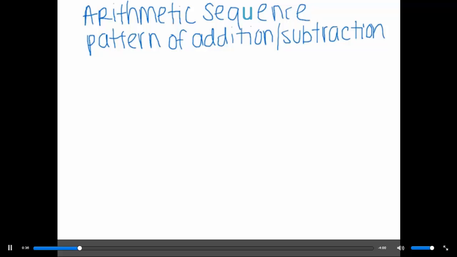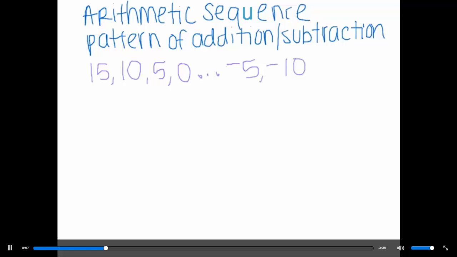So let's say I had a pattern of 15, 10, 5, 0. This dot, dot, dot means that it goes on forever, so you should figure out that the next number would be -5, next one after that -10, so on and so forth.